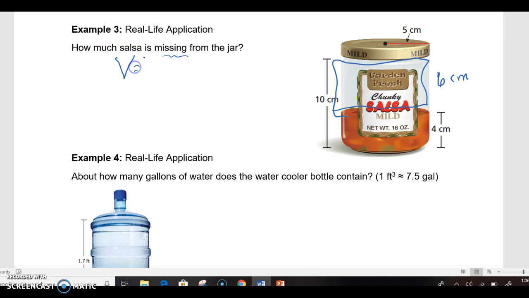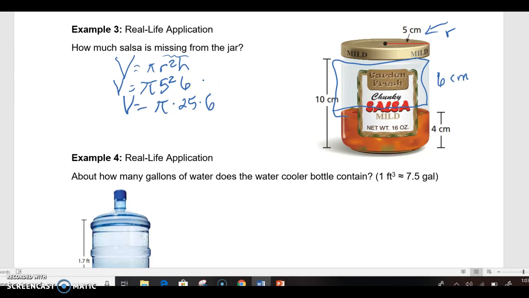So again, let's start with our formula. So pi r squared times the height, and I'm looking for the volume. So pi times my radius. Remember, this is my radius here. So 5 is equal to r. And my height is 6. So I'm going to plug that in. And again, I'm going to simplify that 5 squared in my head. If you're not good with exponents, you can use your calculator. I know that 5 squared is 25. So I need to find pi times 25 times 6 using my calculator.